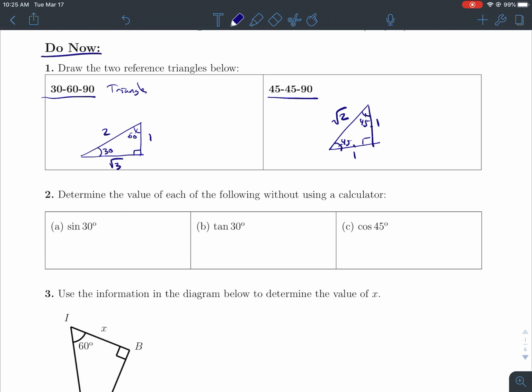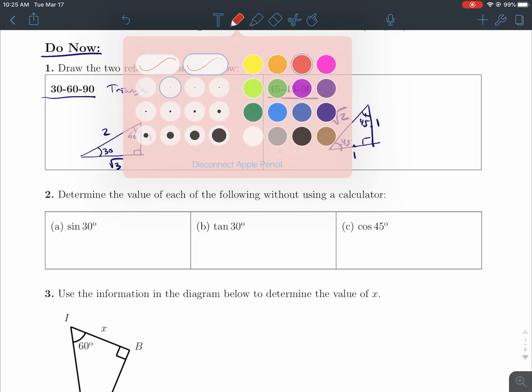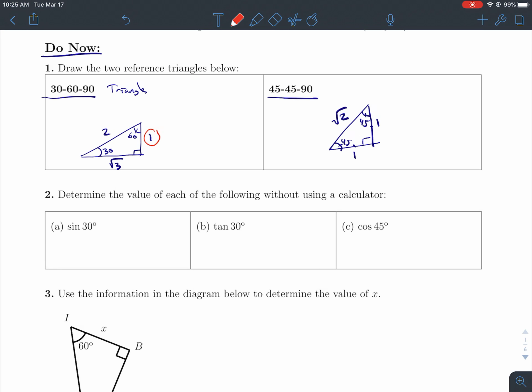So, in memorizing these two triangles, perhaps it's useful to see some patterns here. Both of them have a 1 here and here, as long as you're conscientious about always putting the 30 and 45 degree angle here. Both of them have something like a 2 here. Here it's 2, and here it's square root of 2. And both of them have a single thing that has a square root. So if you can remember that, maybe that makes it easier to memorize these.